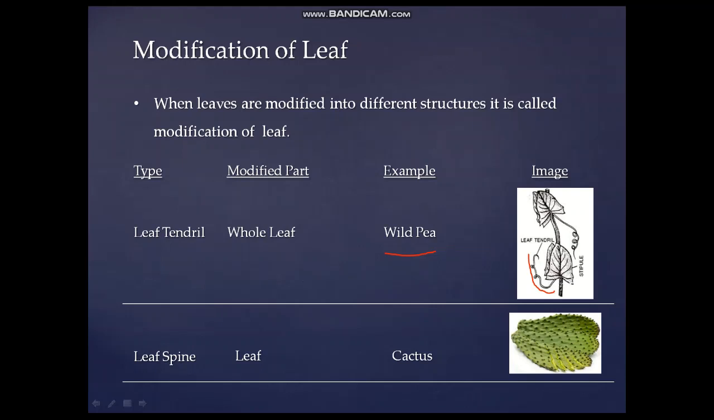Now the next part is leaf spine. A leaf gets modified into spine in case of the cactus. In case of cactus, look at this, the spiny part. Over here the stem gets modified into the leaf. But what about the leaf? The leaf gets modified into the spine and thus helps in reducing transpiration.